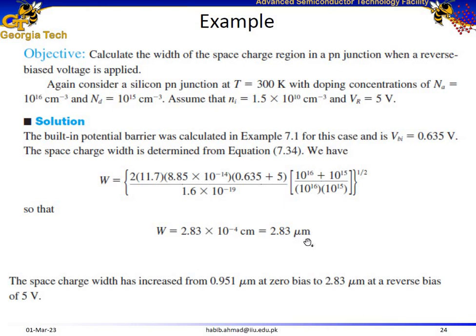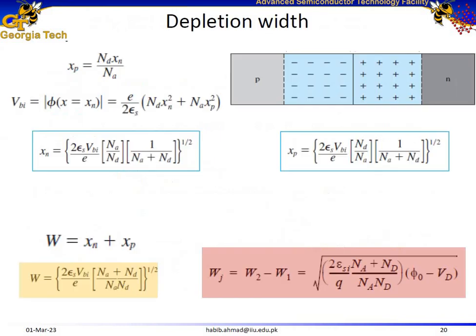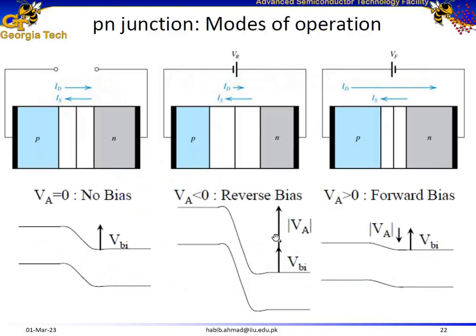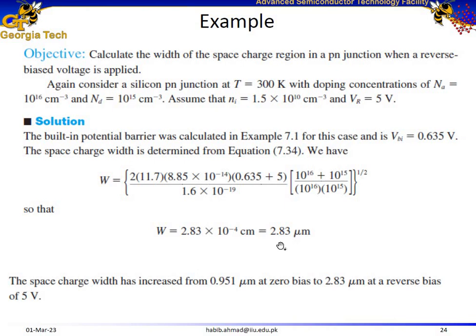Compare this with the depletion width for the previous example under thermal equilibrium. We saw over here that under thermal equilibrium, under the same conditions, the depletion width comes out to be 0.951 micrometers, while under reverse bias this has increased to 2.83 micrometers. So here is the proof that when you apply a reverse bias voltage to the p-n junction, its depletion width would increase.